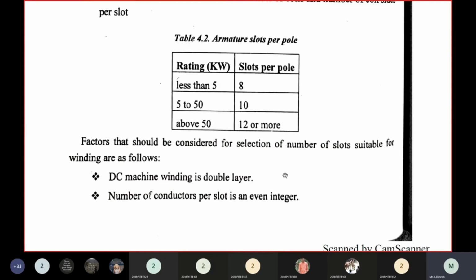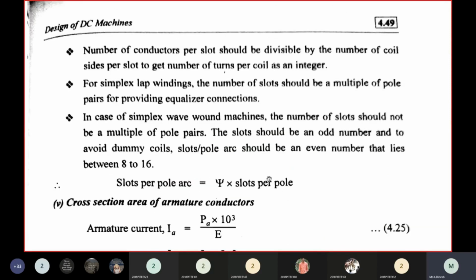For selection of slots, the DC machine winding is double layer, and the number of conductors per slot should be an even integer. The number of conductors per slot should be divisible by the number of coil sides per slot to get the number of turns per coil as an integer. I'll show this while solving the problem.